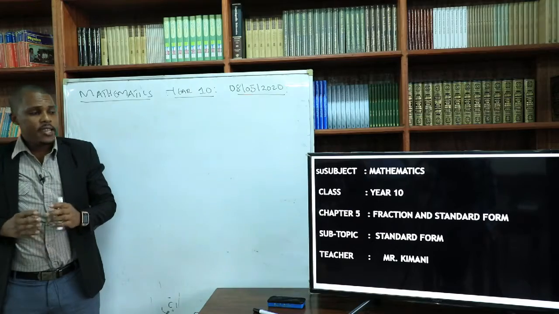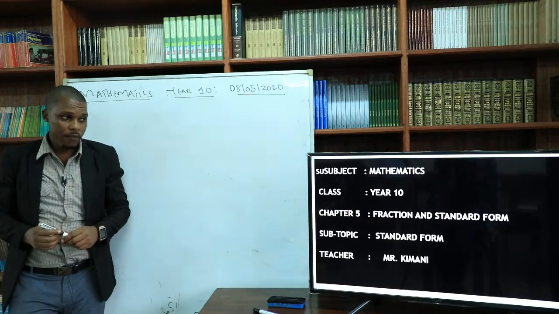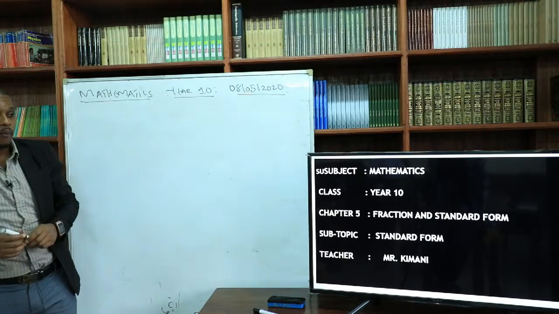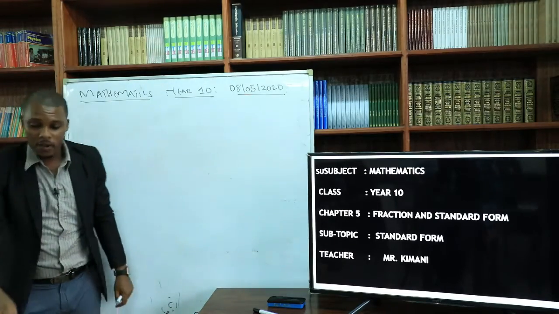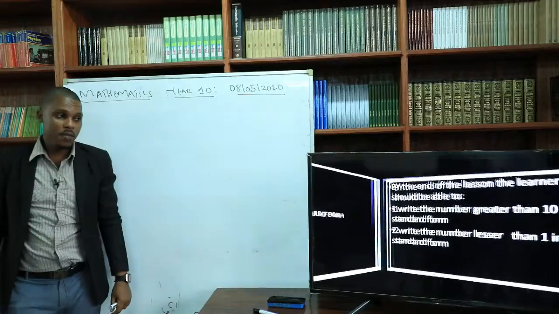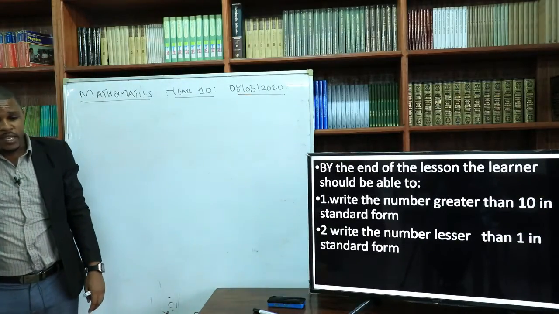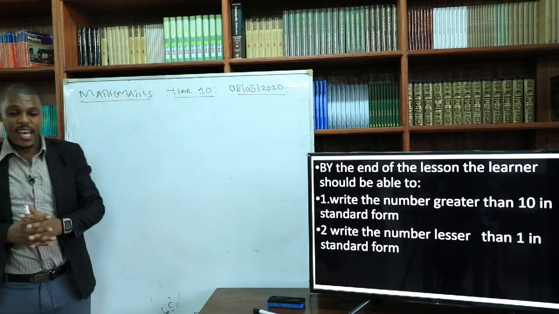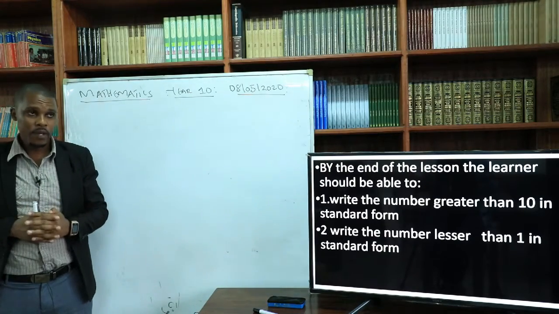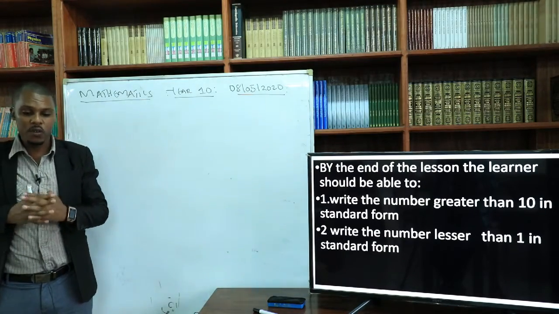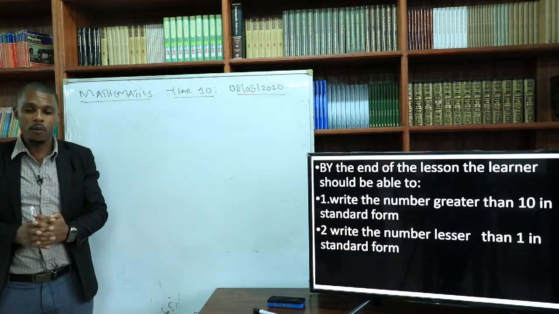So the topic which we are dealing with is chapter 5. And the heading of it is the function and standard form. So the subtopic is the standard form. By the end of this lesson, there are some few concepts that I will want you to be able to understand. One is to write a number that is greater than 10 in standard form. Then point number 2, what I'm going to emphasize, is how to write a number that is less than 1 in standard form.